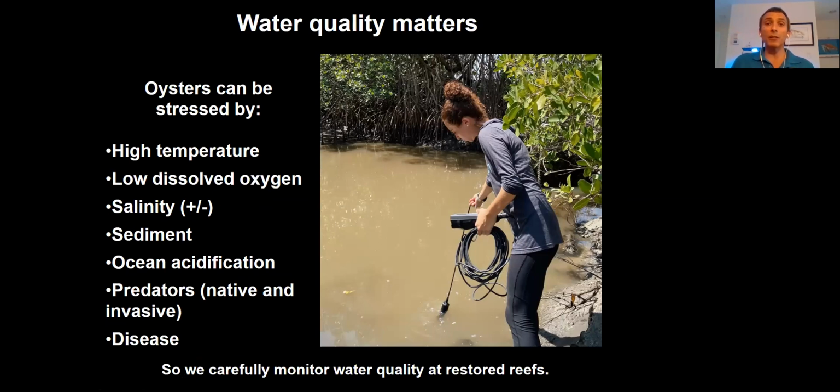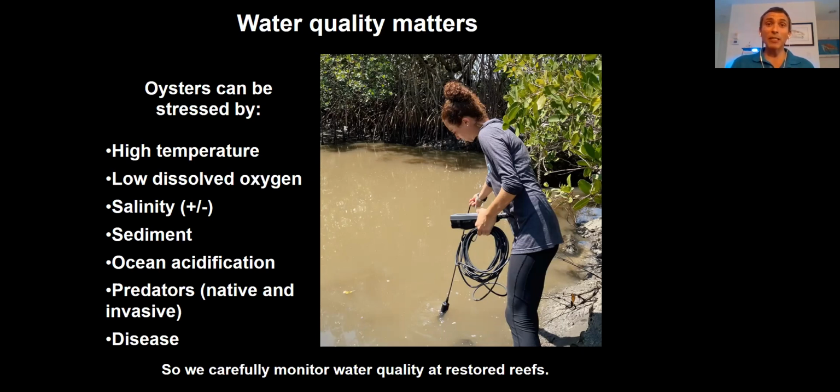Low oxygen can kill oysters. High salinity can cause them to get diseases. Low salinity, like we get during Lake Okeechobee discharges, can actually be lethal. Oysters can hold their breath for roughly 2 weeks or so, but after that, if they're exposed to really low salinities, they start to die.